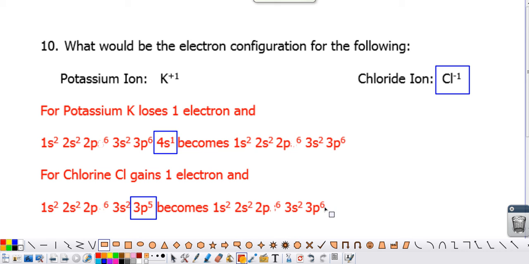All right, folks, that's the end of Worksheet 1. You guys are going to watch the video on the second half of the notes. It's all about periodic trends.